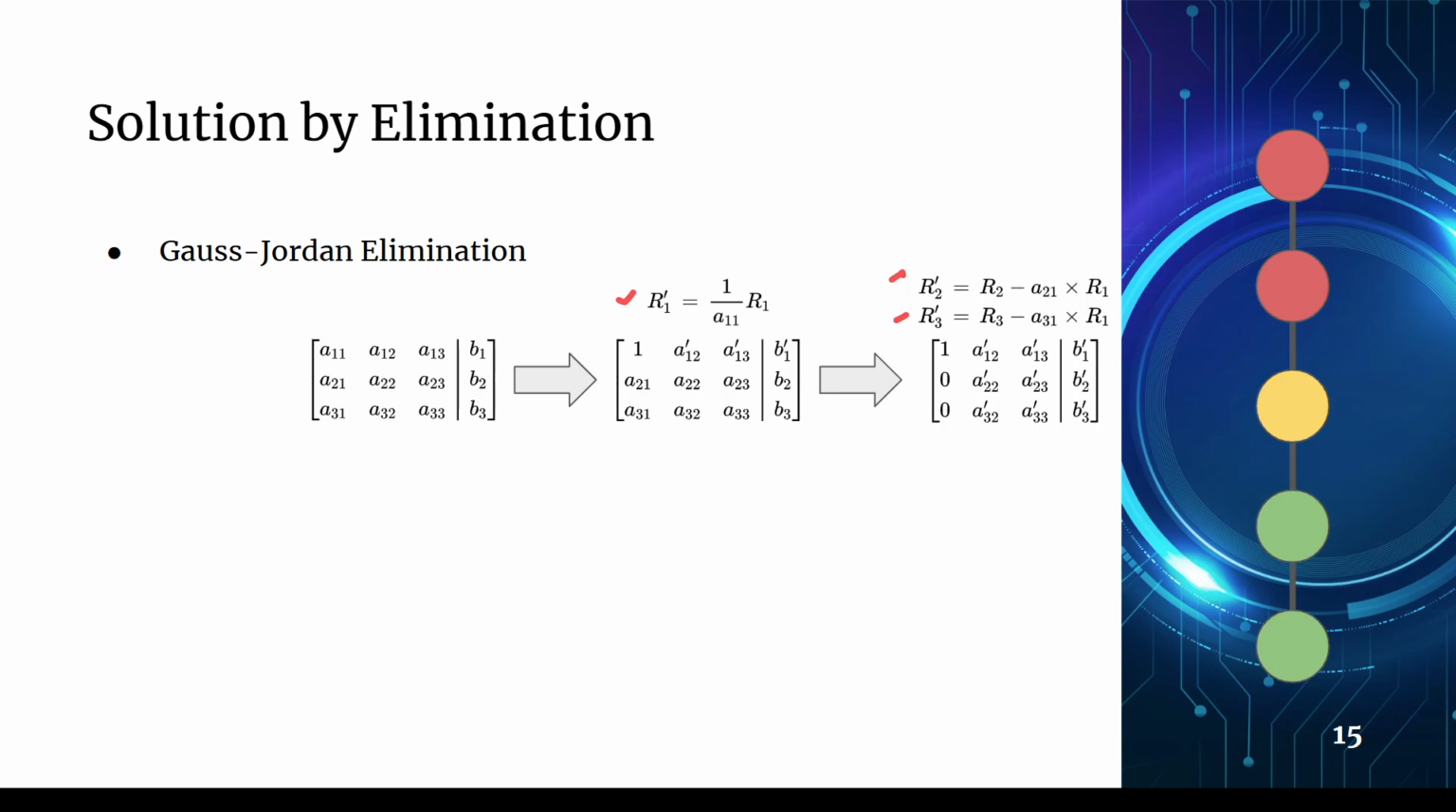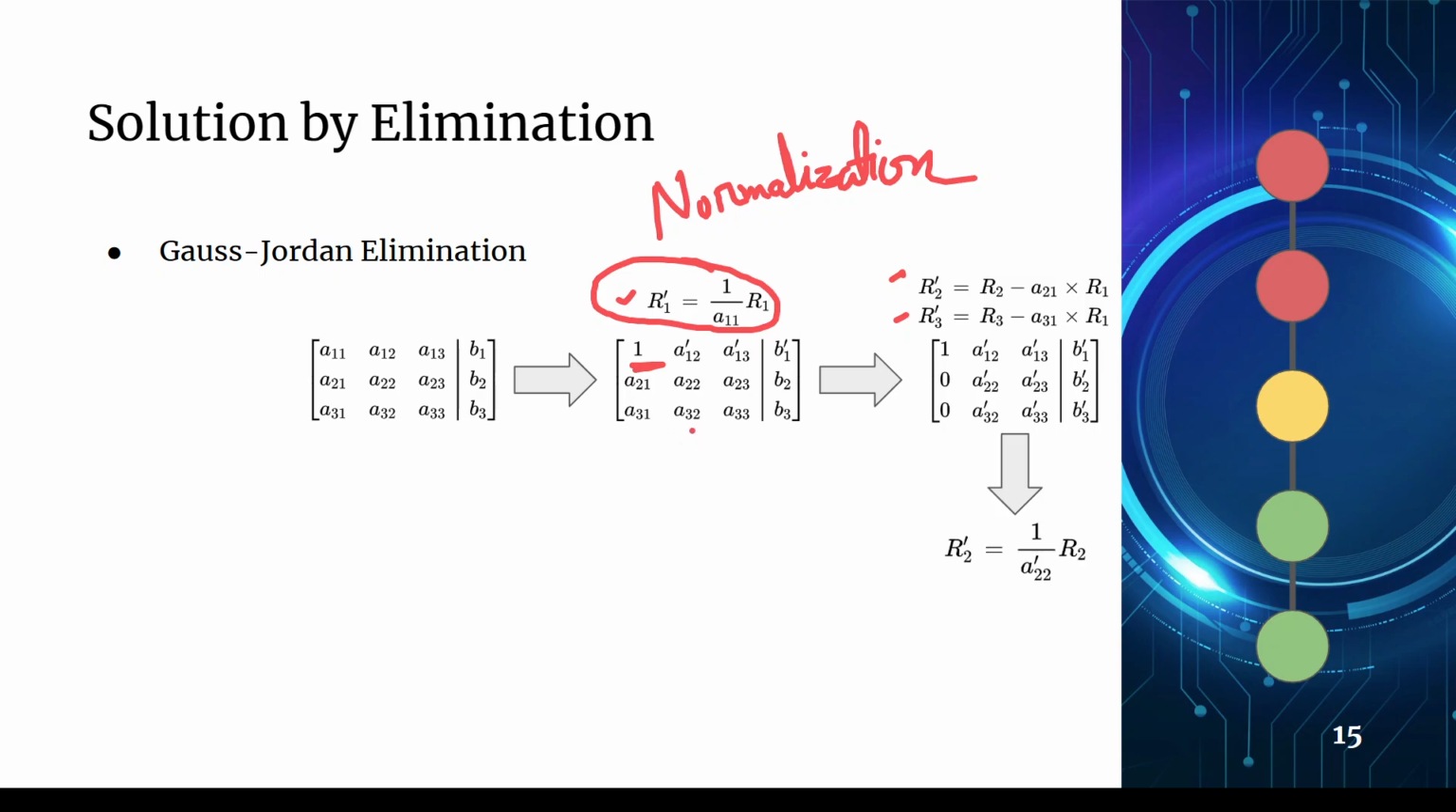So what happens next after this step is called normalization. What it does is normalize, so like this one becomes 1, this is called normalization. Next we're going to normalize row 2, and it will look something like this.